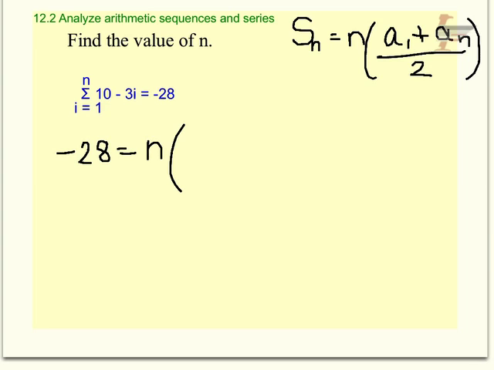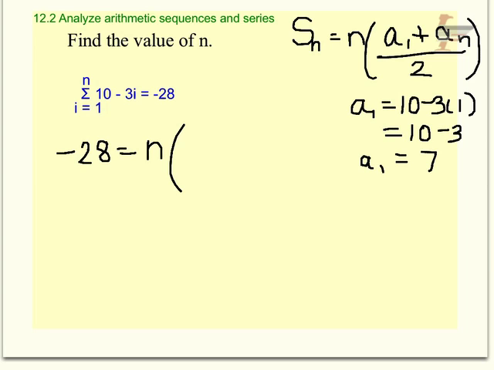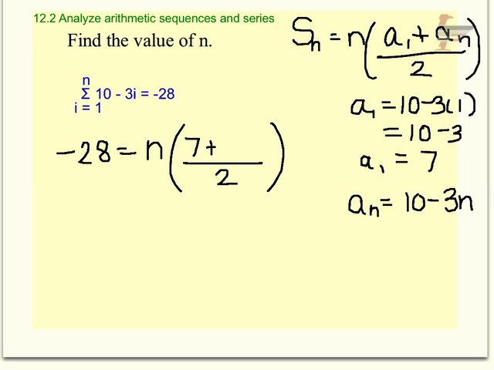I know my first term, and I'll do this off to the side. I will put 1 in for i in my sequence, and 10 minus 3 is 7, so I know my first term is 7, and I don't know my nth term. However, I do know that if I take my sequence and replace i with n, that's all I can do. So I'm going to put literally 10 minus 3n in for a sub n because I don't know n.